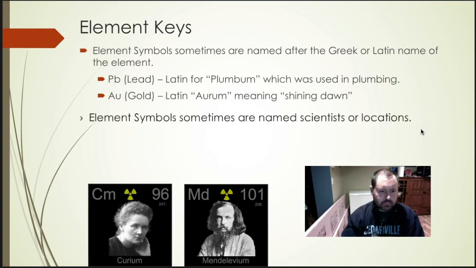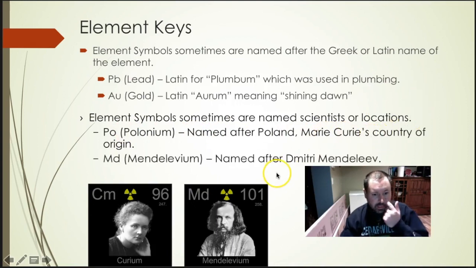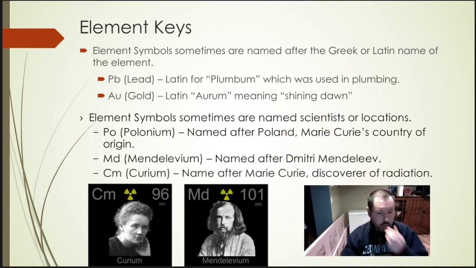It's kind of weird. Element symbols are sometimes named after scientists, like curium, mendelevium, bohrium, nobelium, lawrencium. All those are named after certain scientists. So we've got polonium here, which is named after Poland, which is Marie Curie's country of origin. Or mendelevium, named after Dmitri Mendeleev. I know someday there's going to be a Wagnerium. I'm excited about that. I just don't know when that's going to happen. And then there is curium, which is named after Marie Curie.